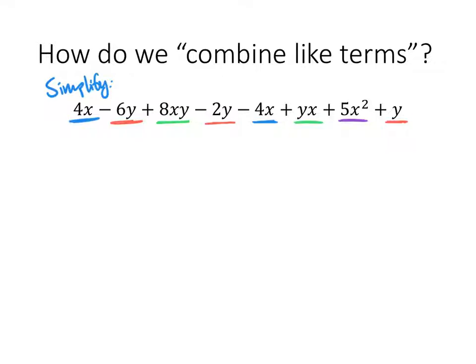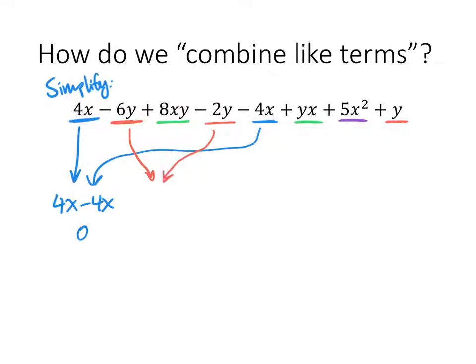Now, how do we combine these like terms? So we're going to take the terms that were like terms. In this case, I've got 4x and then minus 4x. And when I take 4x minus 4x, well, those just cancel out and I just get 0. Next up, I've got my y terms. So I have 6y minus 2y and then plus y. So 6y minus 2y plus y.